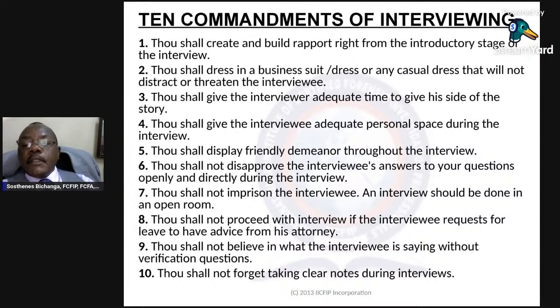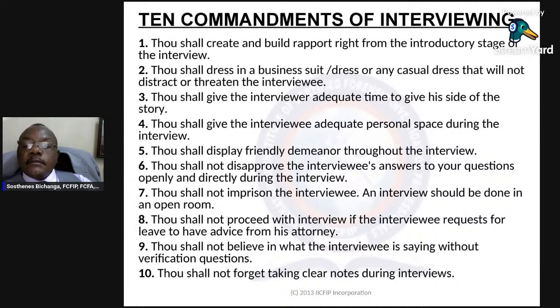Number 4, thou shalt give the interviewee adequate personal space during the interview. What do I mean by adequate personal space? You learn that when you are new to a person, you are not familiar, and then you decide to move very close, the person usually feels threatened. Usually a human being has got a safe space between him and the other people around, or the objects around, especially if those objects or people are not familiar to him.